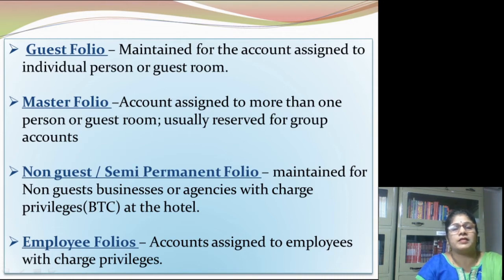The third category is the non-guest or the semi-permanent folio. So this is being maintained for non-guest businesses or agencies which charge privileges at the hotel. Example is BTC. As we already know, BTC stands for Bill to Company. So in our CVGR list, we have various companies which already have an agreement of the volume business, wherein the staff does not settle the bill at the time of checkout, but it is being sent to the company and it is being recovered later on. That is the reason we call it as a city folio, wherein the recovery can happen in the following days, not at the time of checkout.